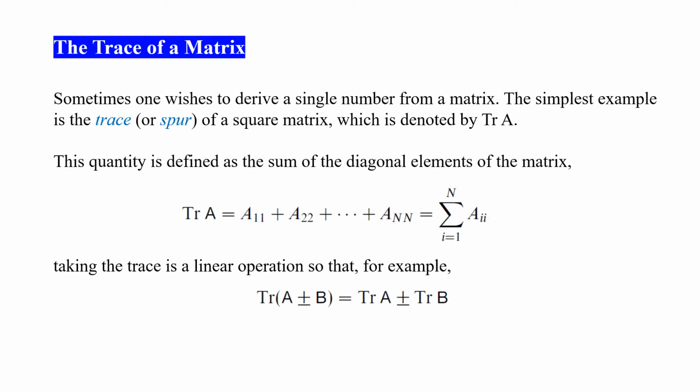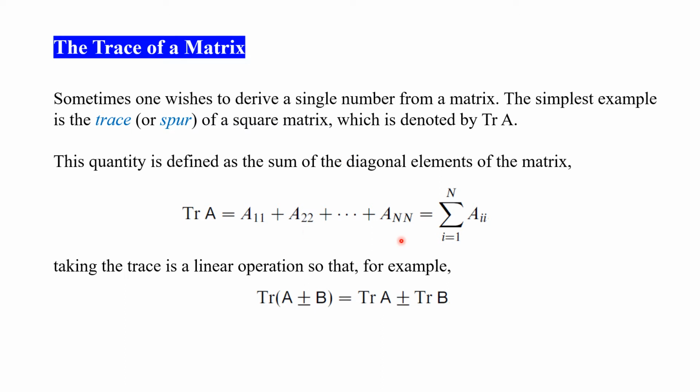Now let's discuss the trace of a matrix. As you can see, sometimes one wishes to derive just a single number from the matrix. One of the simplest single numbers, for example, is called the trace or the spur of a square matrix, which is denoted by trace A here.